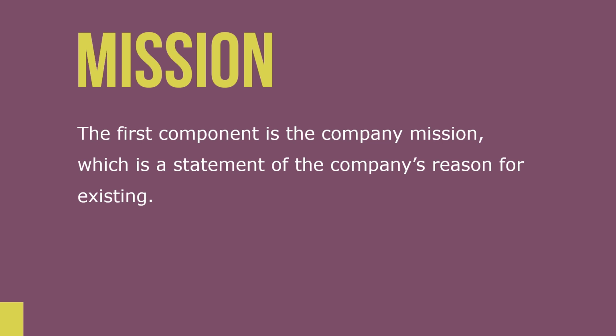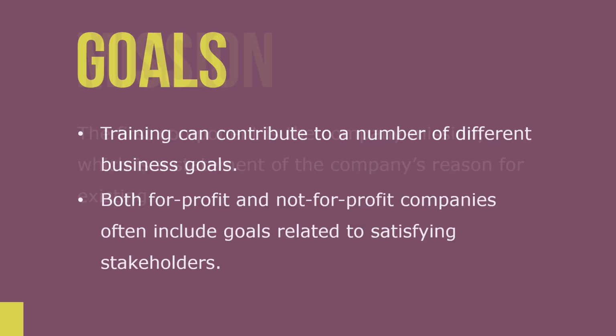The mission statement is often accompanied by a statement of the company's vision or values. The vision is a picture of the future the company wants to achieve, while the values are what the company stands for. The second component is company goals, which are what the company hopes to achieve in the midterm to long term. They reflect how the mission can be carried out.